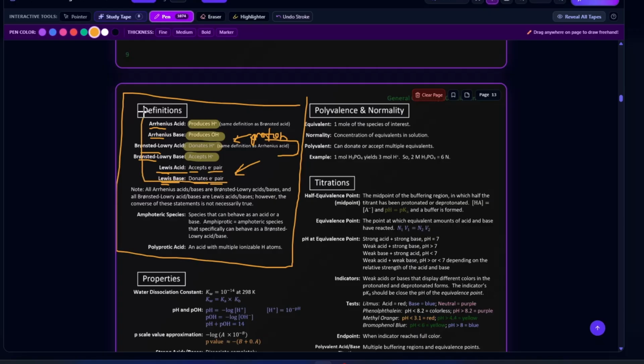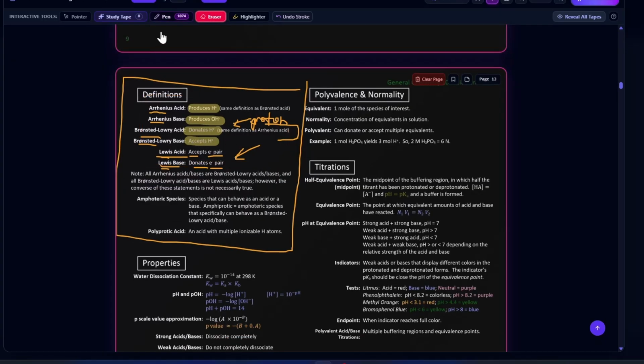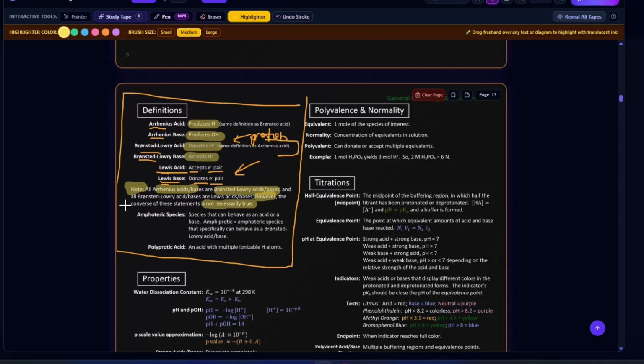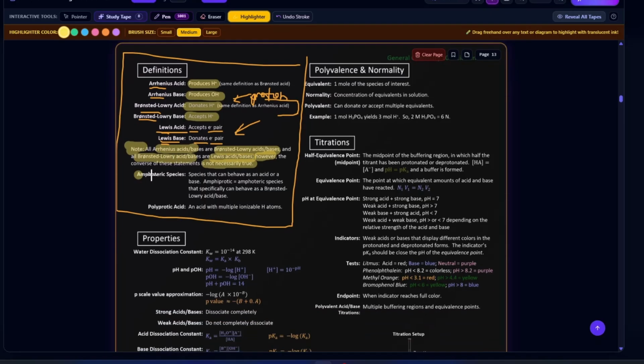An important thing to note is that all of these are not necessarily the same definition for the same thing. An Arrhenius acid is not necessarily going to be a Lewis acid, right? So this is an important note down here. Note all Arrhenius acids and bases are Bronsted-Lowry, right? And all Bronsted-Lowry are Lewis. However, the converse of these statements is not necessarily true. So basically, not all Bronsted-Lowry acids and bases are going to be Arrhenius, and not all Lewis acids and bases are going to be Bronsted-Lowry. Okay, now we're on to amphoteric species and also polyprotic acids.